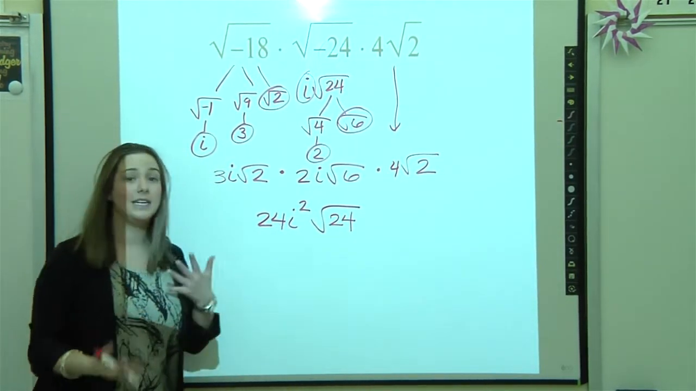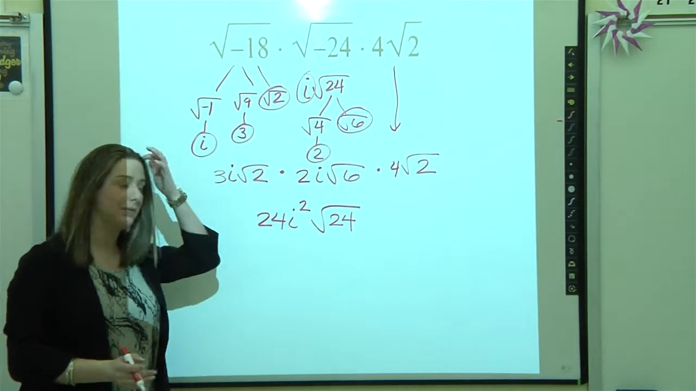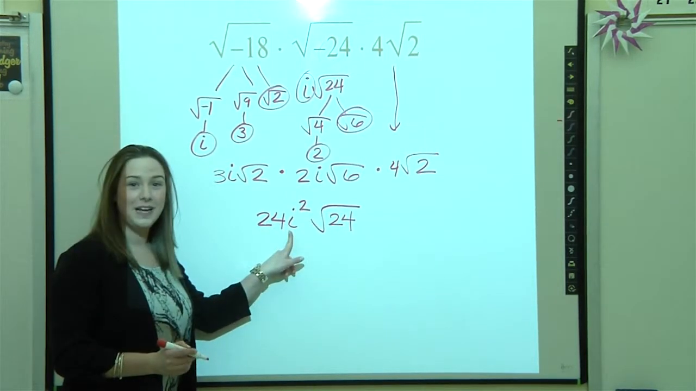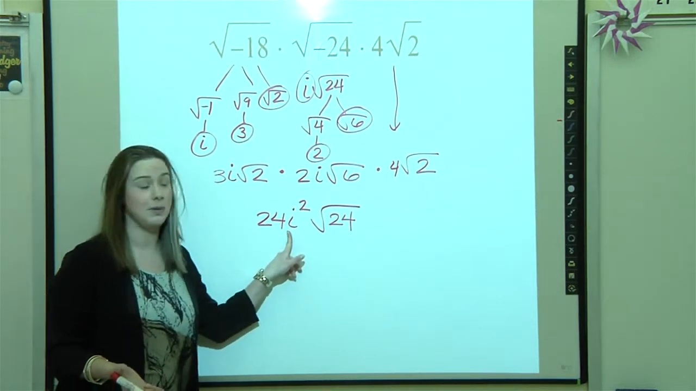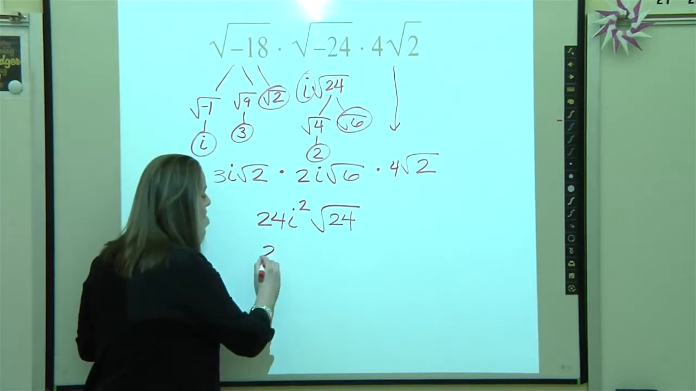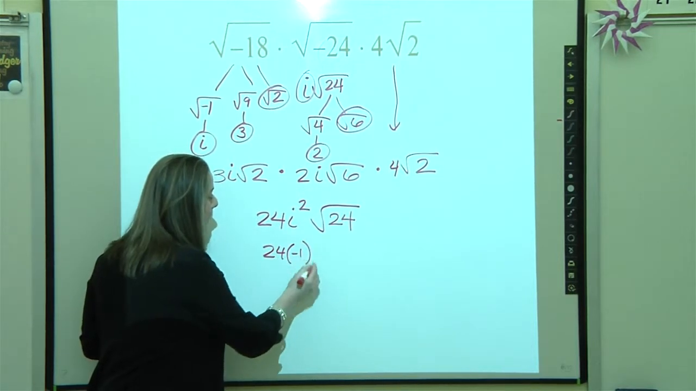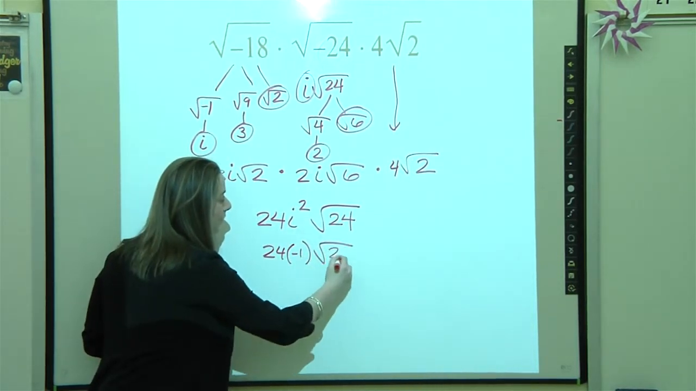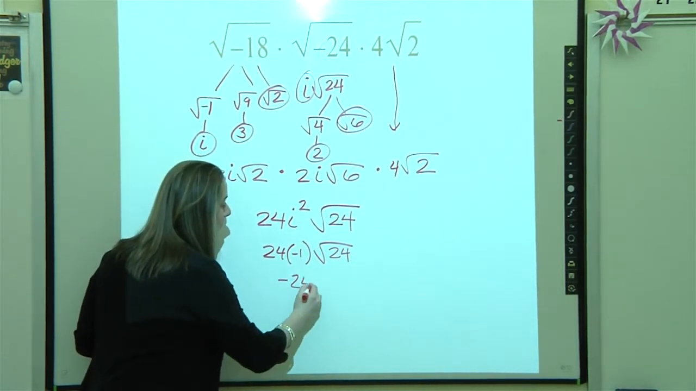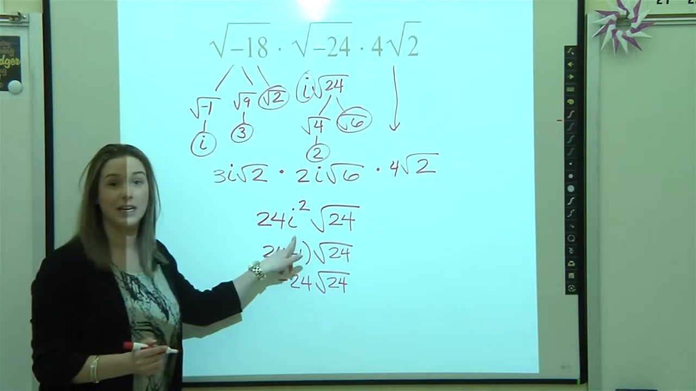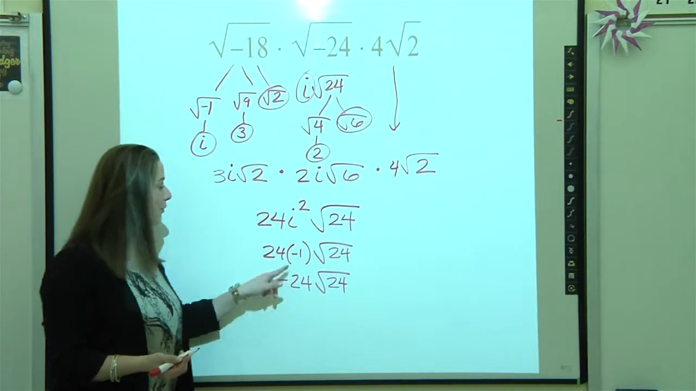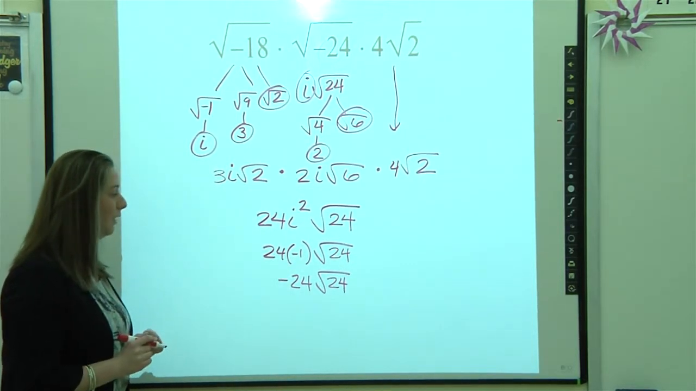At this point I need to keep going. I need to keep simplifying. This value of i squared is negative 1, which we're going to talk about in a few minutes, so I'm just going to tell you that. So 24 times negative 1, radical 24, is going to give me negative 24 radical 24. We're going to think about this idea in the next problem, but for right now, let's just accept it to be negative 1.